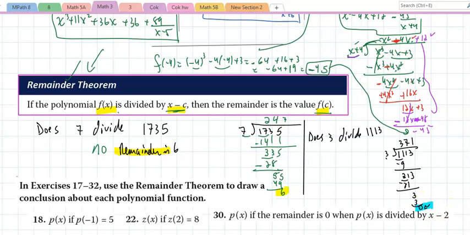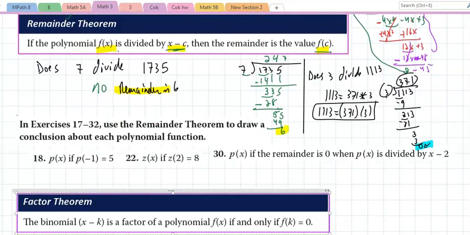If I get a remainder of 0, well, I know that means I could take 1113 and write it as 371 times 3. So 1113 equals 371 times 3, which means I was able to factor it. And that's the goal. So finding a remainder of 0 is a big deal.